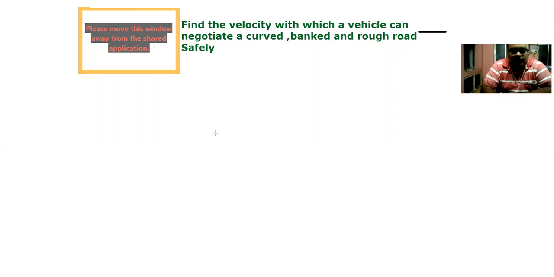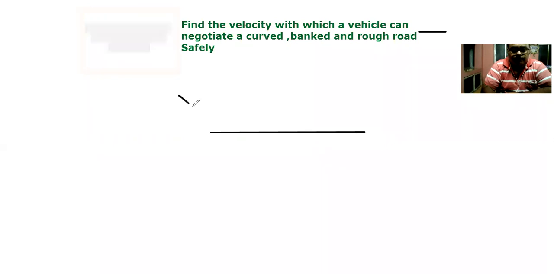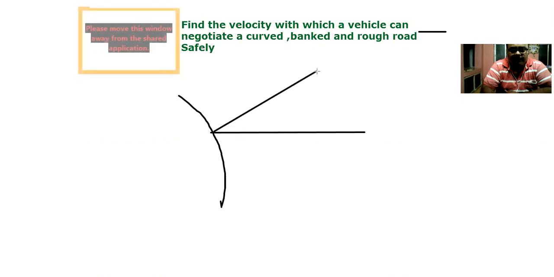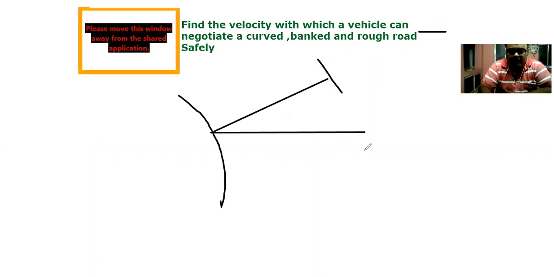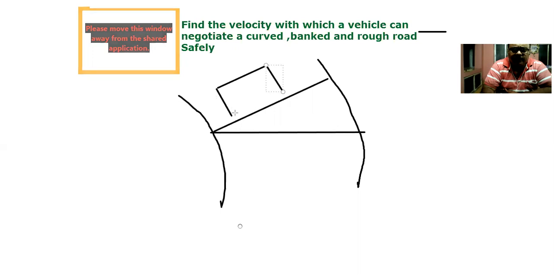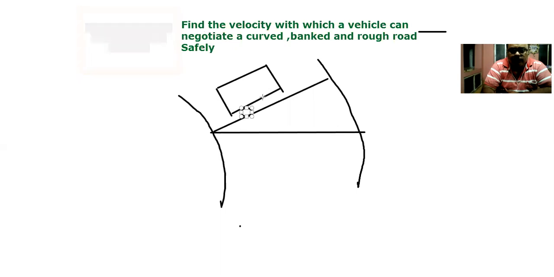So over here, if I consider this to be my curved road, in case of banking, the outer side of the road is raised by a certain height above the inner circle, such that whenever any vehicle is resting on it, the reaction will be an oblique reaction, and since the reaction will be oblique, it will have its components.